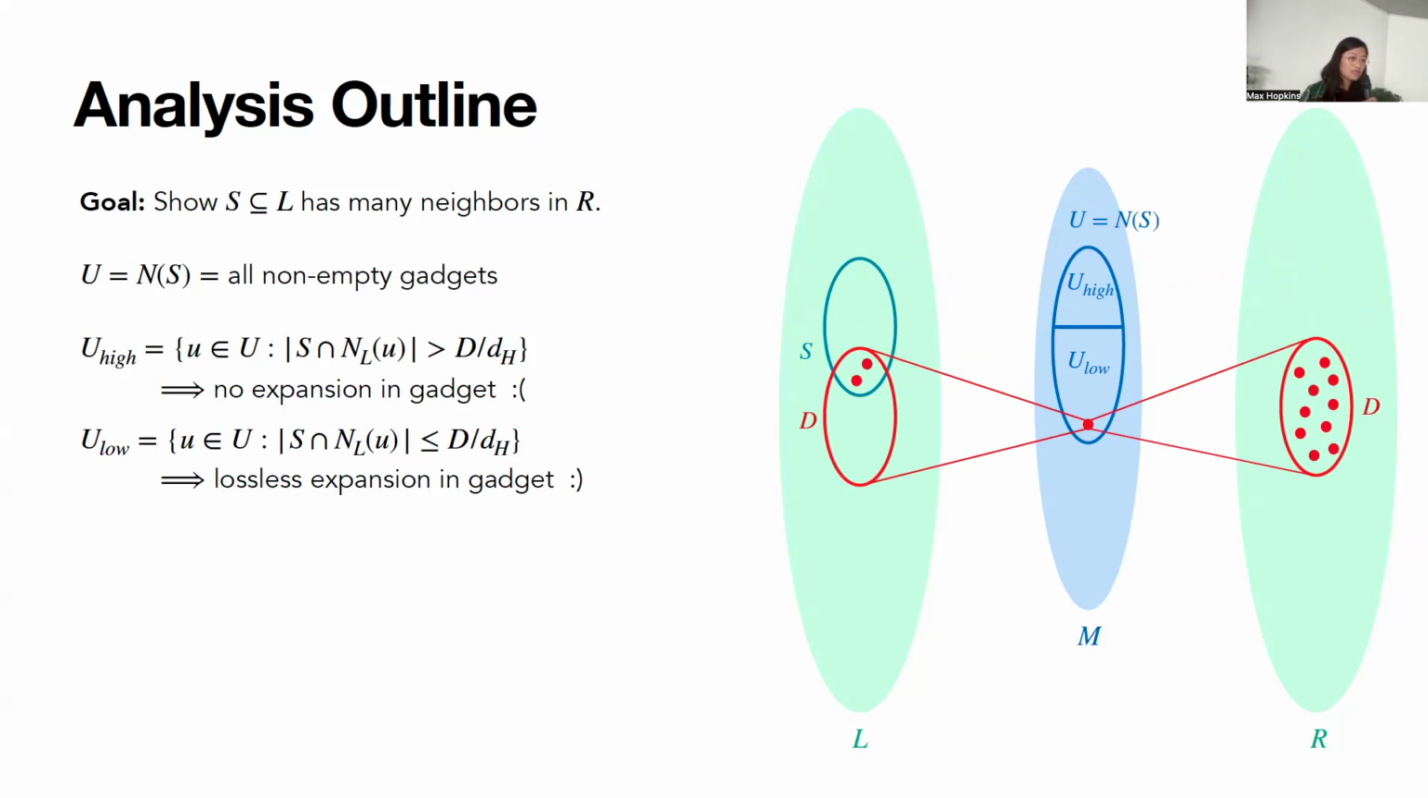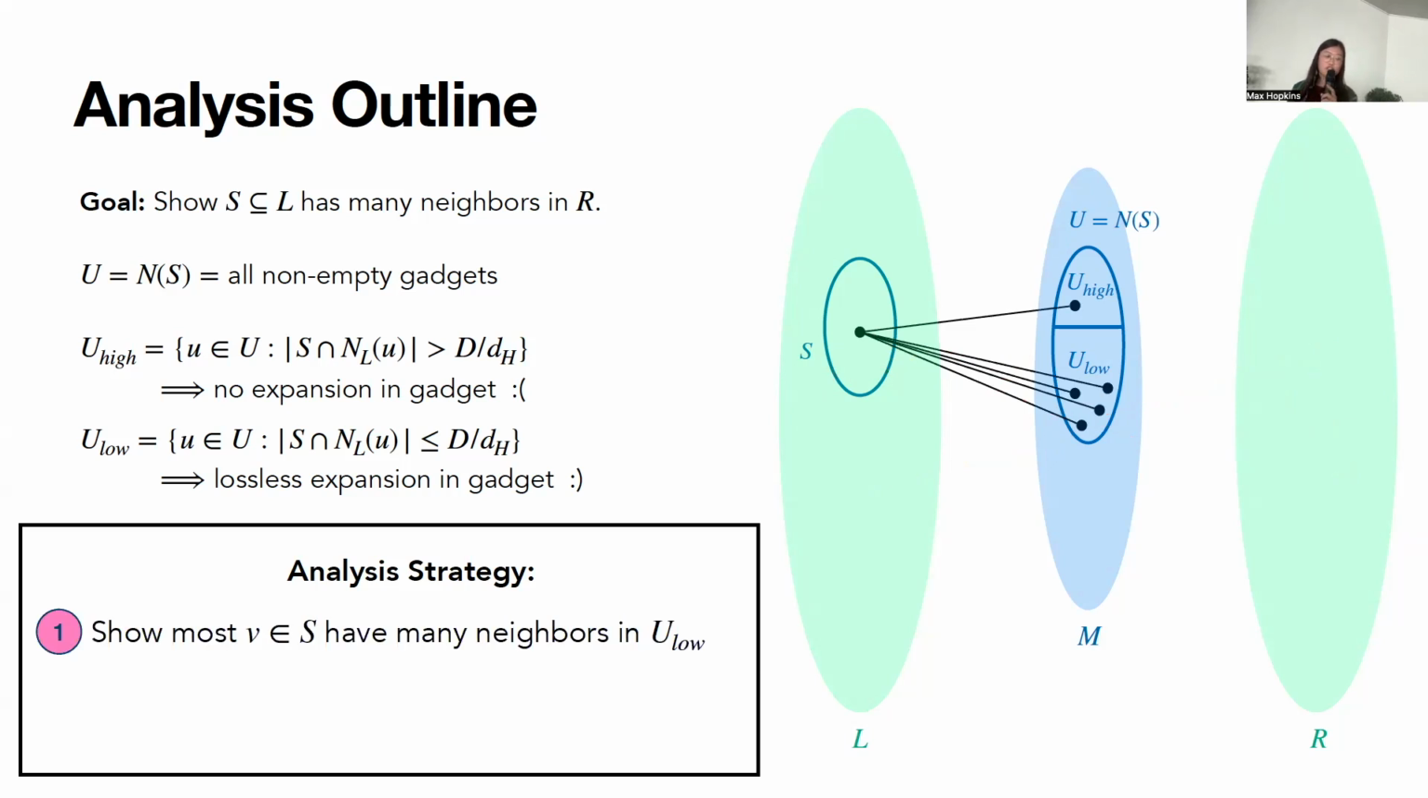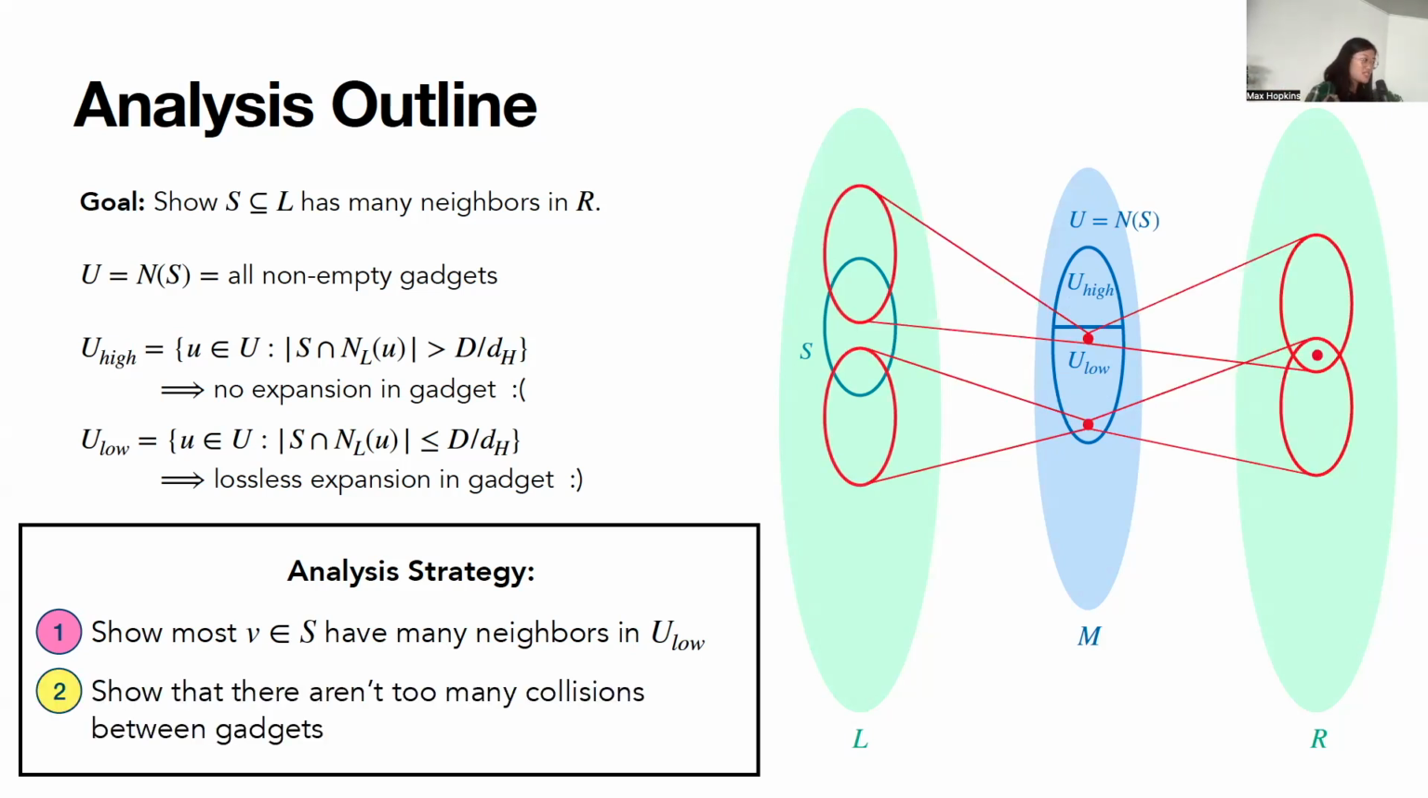Now that we have these definitions, the analysis is going to consist of two parts. The first is to show that most vertices in S have many neighbors in U low and very few in U high. This will mean that most of the edges leaving S will actually be good, at least within the gadgets themselves. The second step, after you know that you have many good edges within gadgets, is to show that these gadgets themselves don't collide and cancel each other out. By canceling out, I mean that if you have two U low gadgets that share a vertex on the right, it's possible for the edges to hit each other and disappear, and basically not give you a unique neighbor anymore.